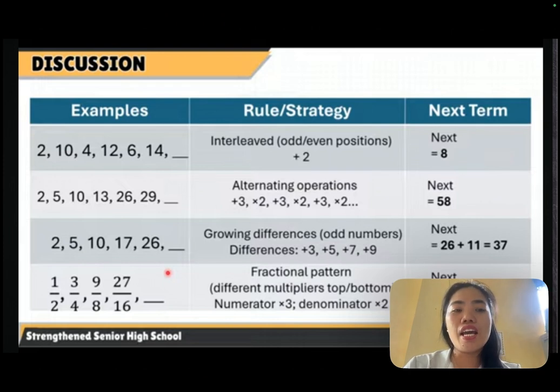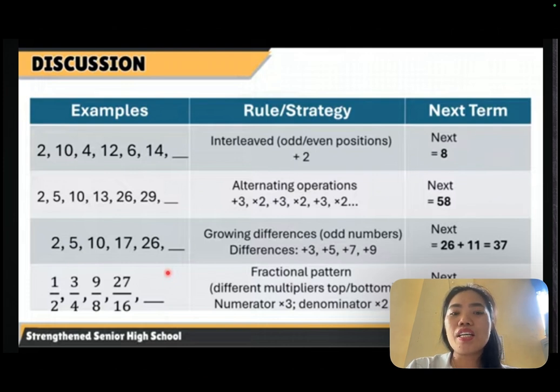Next, we have 2, 5, 10, 13, 26, 29. The rule or strategy being used is alternating operation. The first was plus 3, then times 2, then plus 3, then times 2, plus 3, times 2. So the next term is 58.